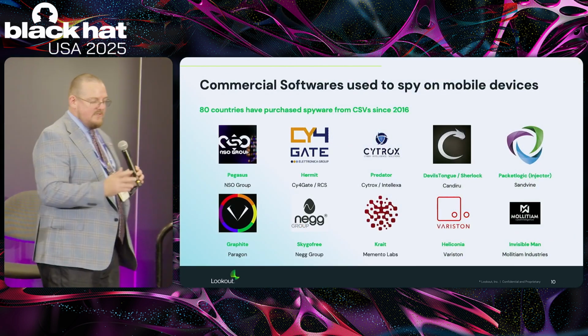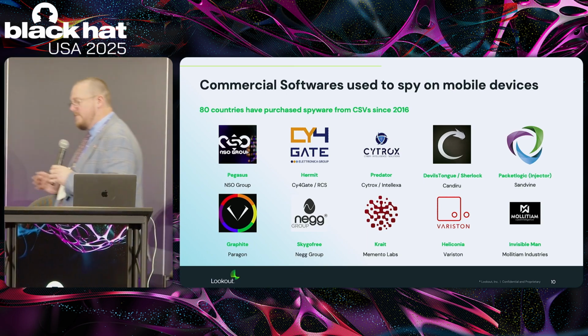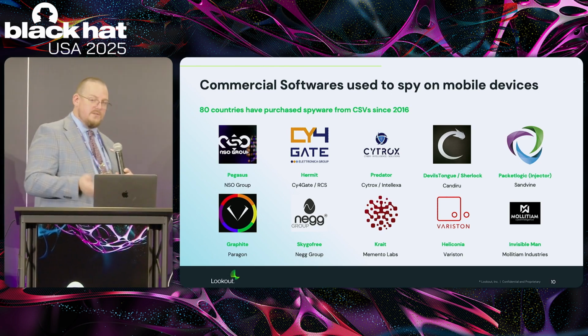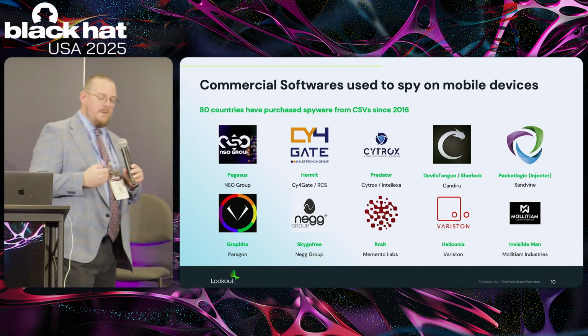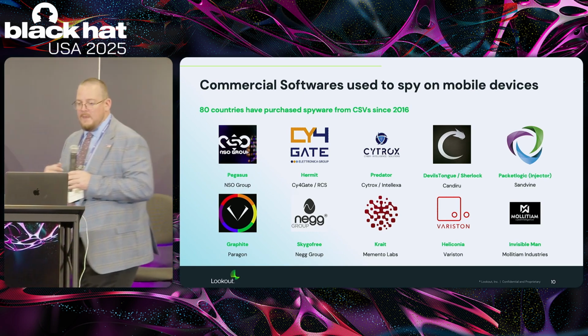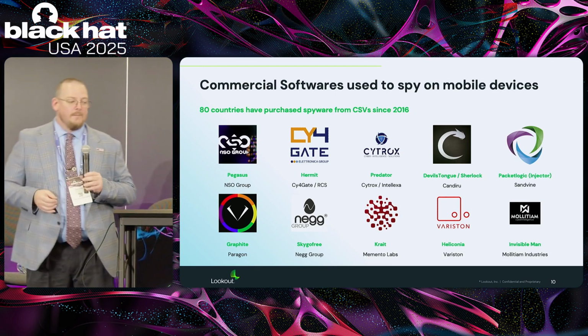Now, it's not just enough to be sitting here talking about phishing. I kind of want to dive into something that's a little bit different. When we talk about commercial surveillanceware, we're really talking about groups like Pegasus from NSO Group, Predator. There's a whole bunch of other vendors out there that we're tracking today.